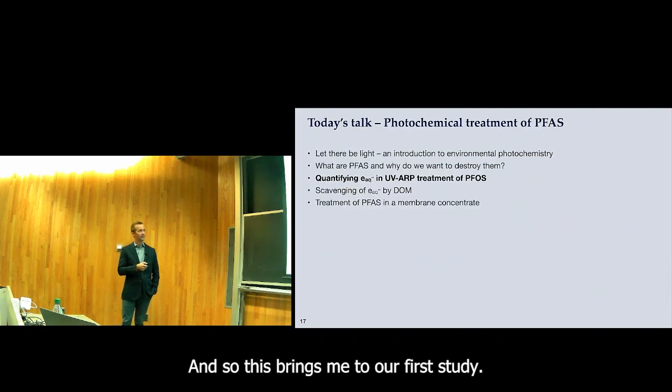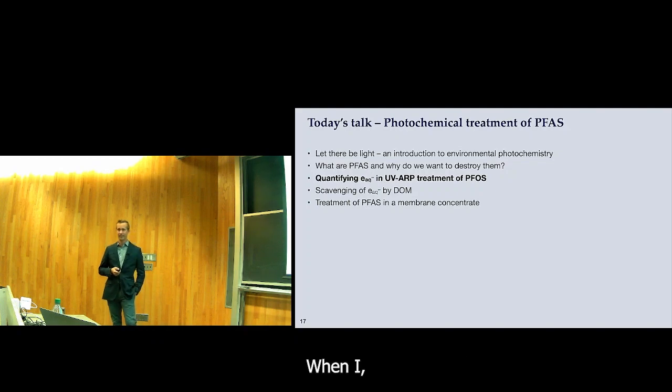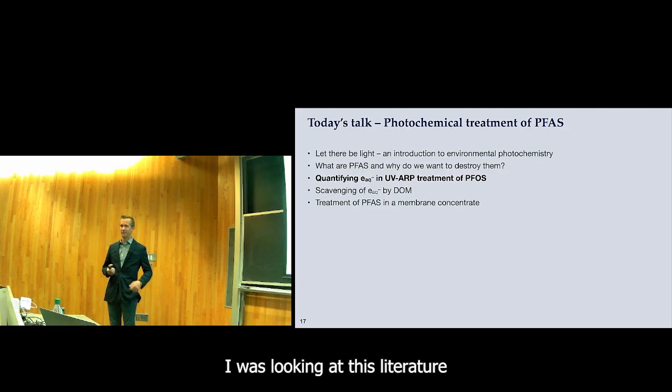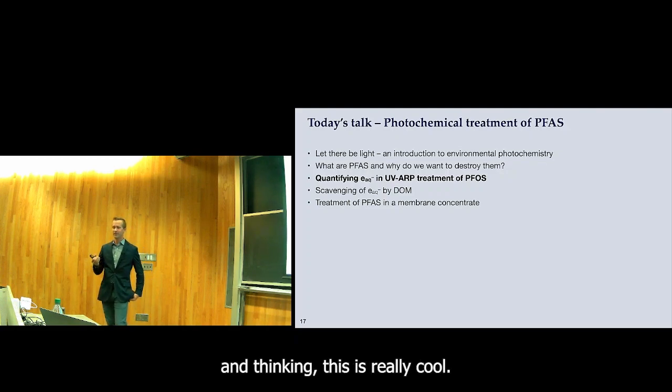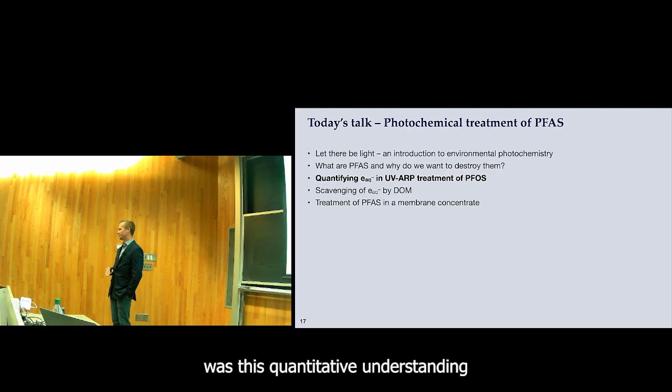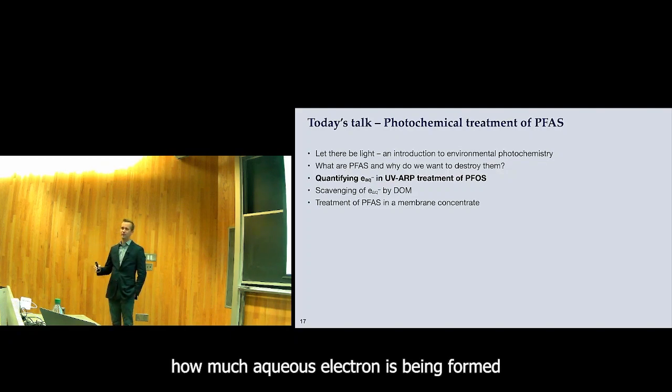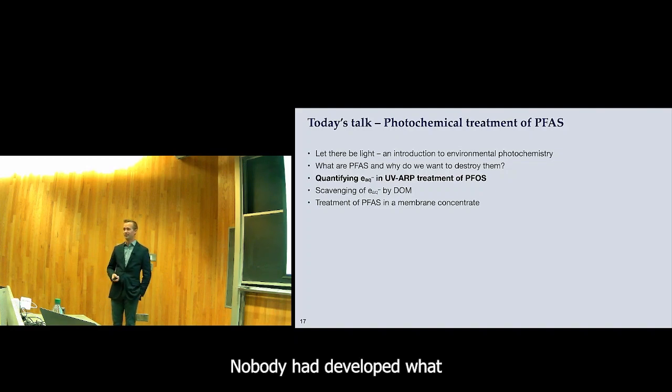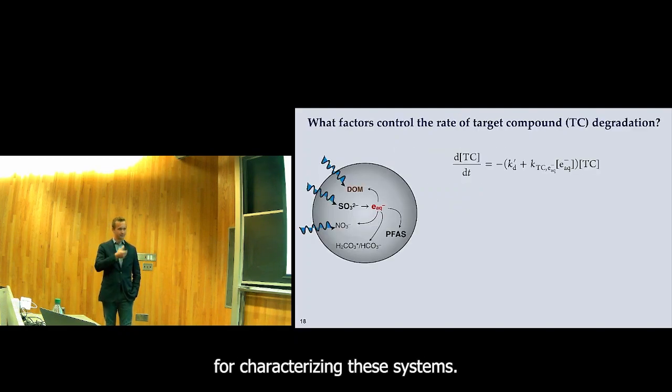And so this brings me to our first study. When I became an assistant professor several years ago, I was looking at this literature and thinking, this is really cool. It seems like there's a lot of promise. With this technology, people are getting some good results. But what was missing was this quantitative understanding. How much aqueous electron is being formed and where is it going? And partly the methods weren't available. Nobody had developed what the photochemists in here know as probe compounds for characterizing these systems. And so that's what we set out to do.